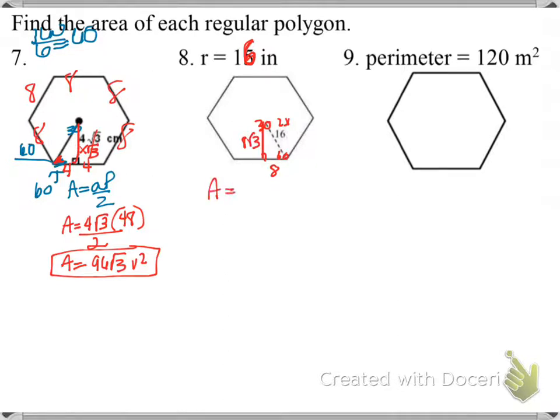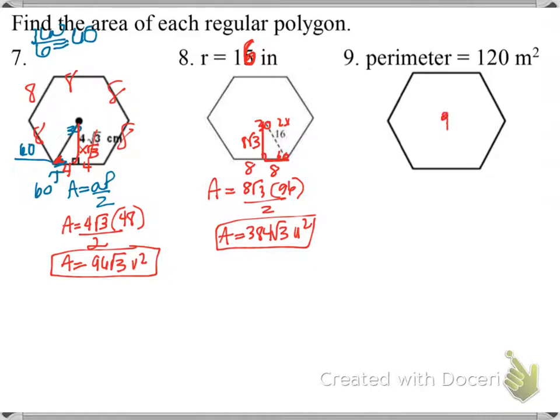So now I think we have everything we need. So we have apothem, which is 8 root 3, times perimeter. Okay, if that piece is 8, then the entire side is 16. So 16 times 6 is 96, divided by 2. And if you multiply all that, you get 384 root 3. Okay, so they're not all hard, I promise you.